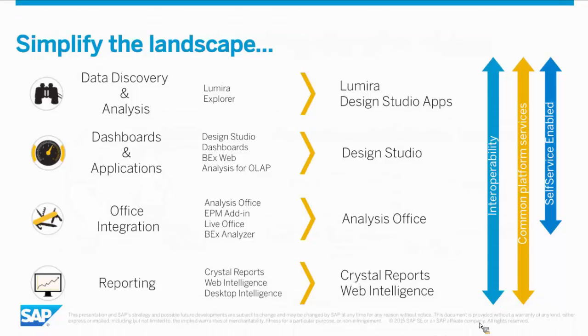We all started off a few years ago with the simplification message of our landscape, and we are already quite well in that direction. On the left side we have the areas that we typically cover: data discovery and analysis, dashboards, applications, office integration and reporting. In the middle column are basically the existing products based on the old core. On the right side we only see six products: Lumira, Design Studio Applications, Design Studio, Analysis Office, Crystal Reports and Web Intelligence. That is our future investment.